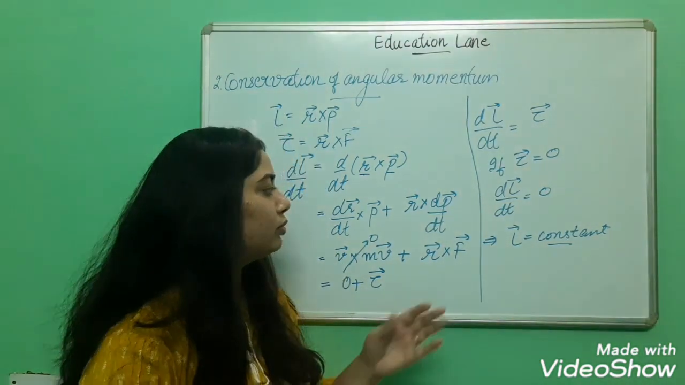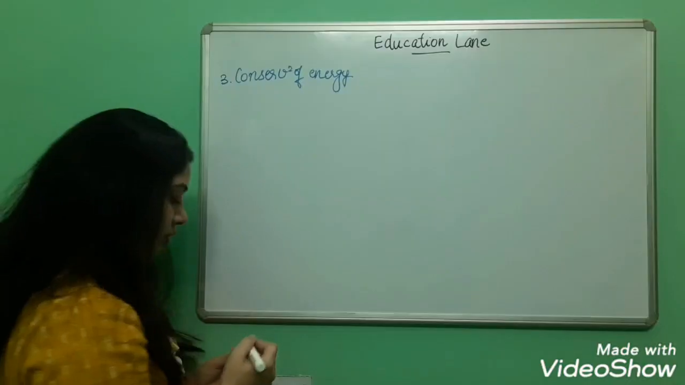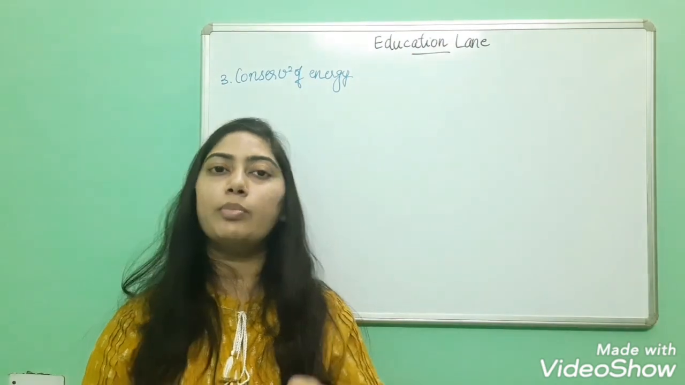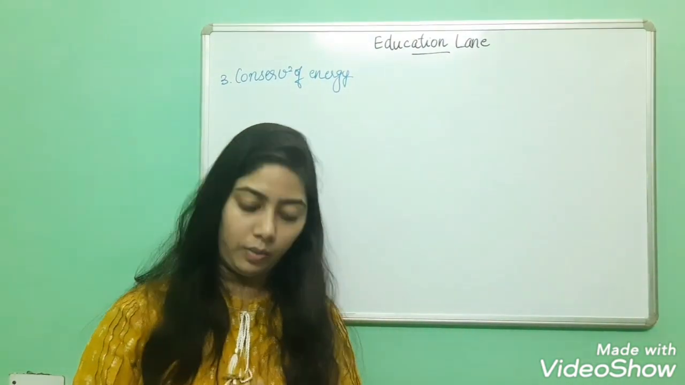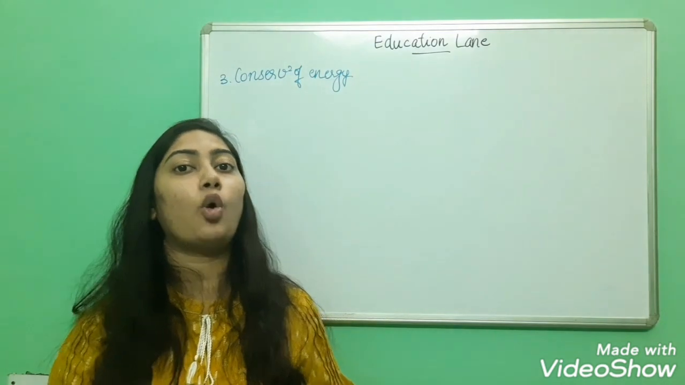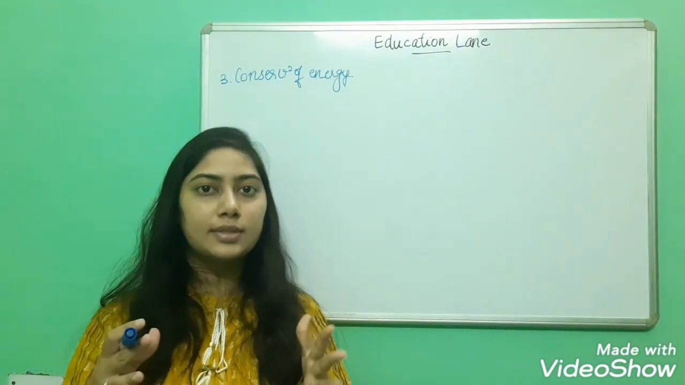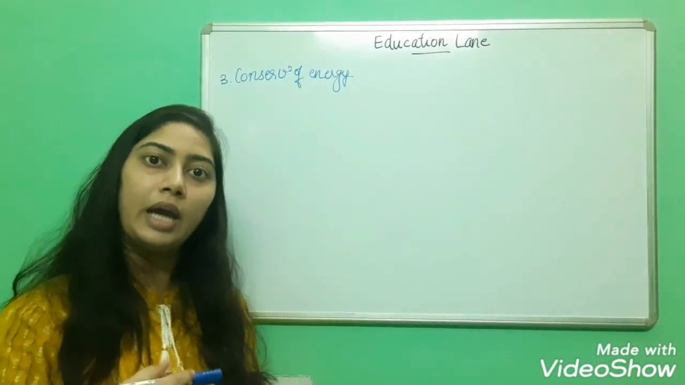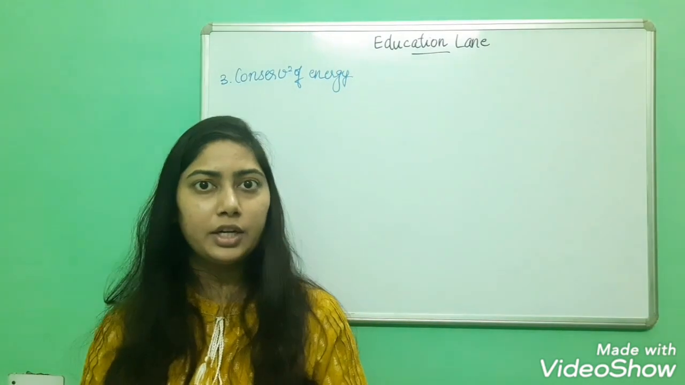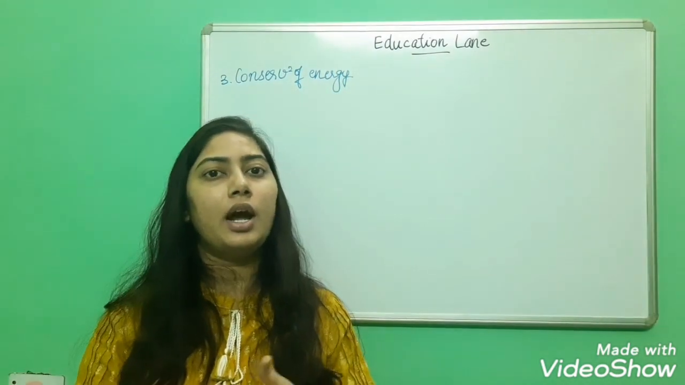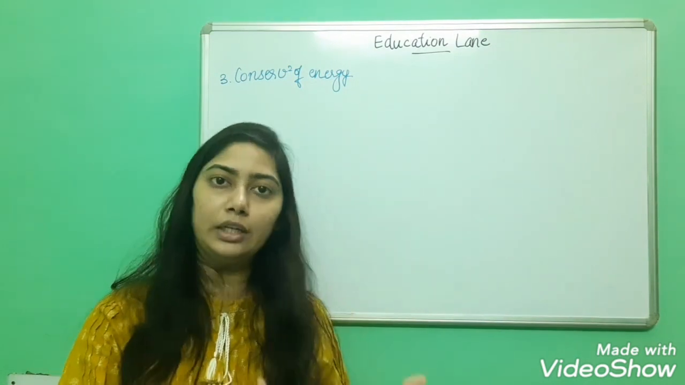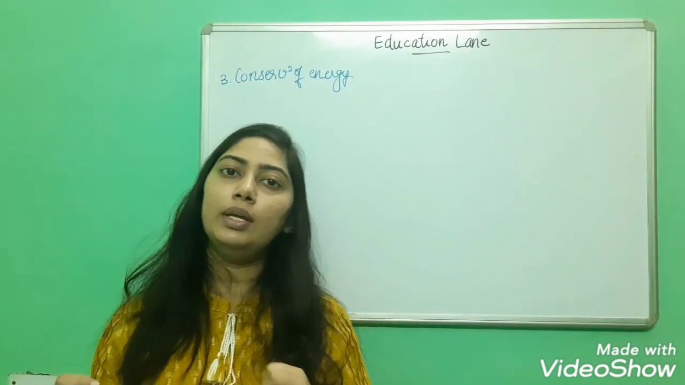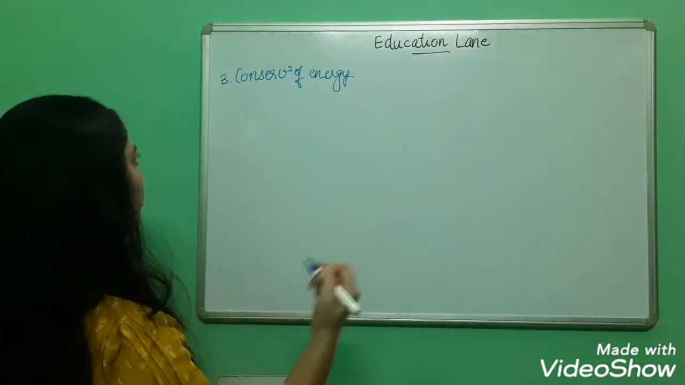So now let's move on to the last conservation law, conservation of energy. There are two types of energy, kinetic energy and potential energy. Here we are talking about the complete energy, the sum of kinetic and potential energy. First let us do the kinetic energy and then proceed to the potential energy. We'll see the relation and prove that total energy before an event and total energy after an event will be the same. So let's get started.